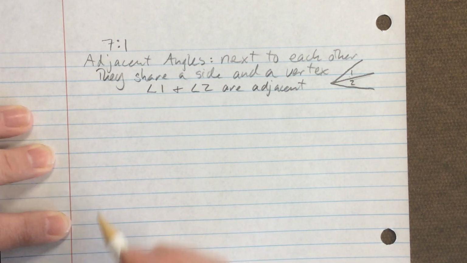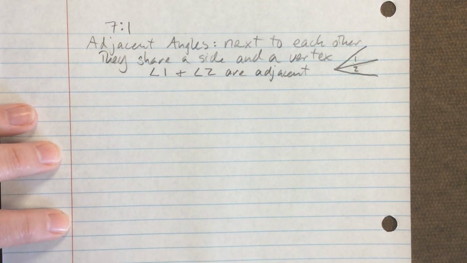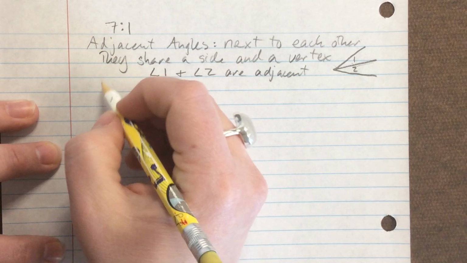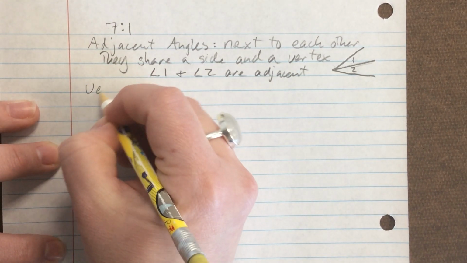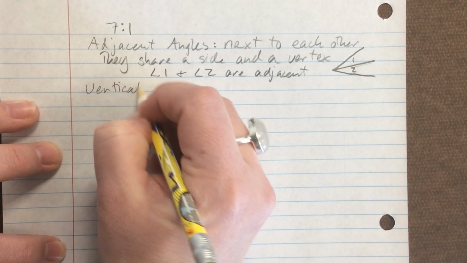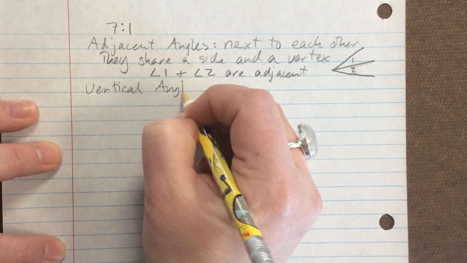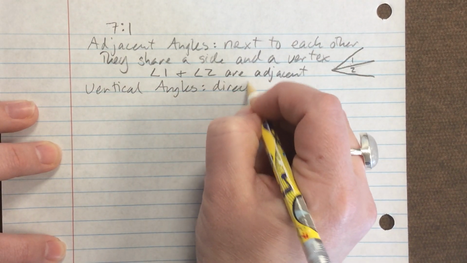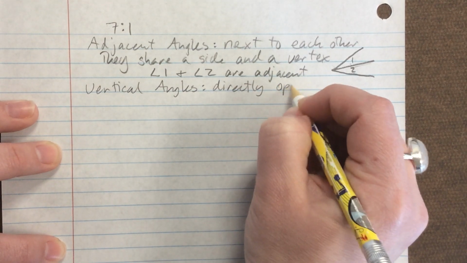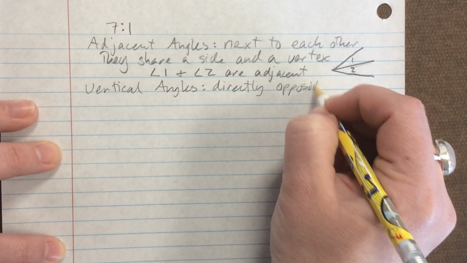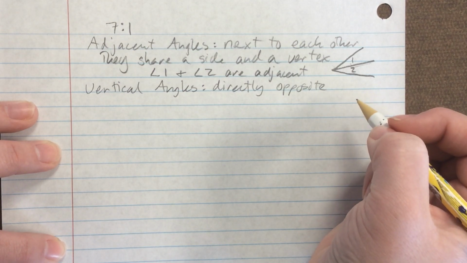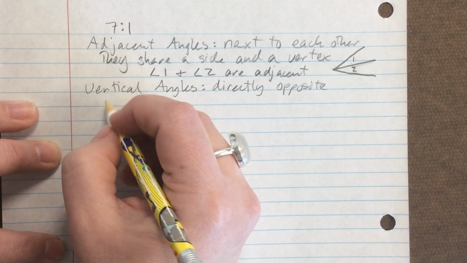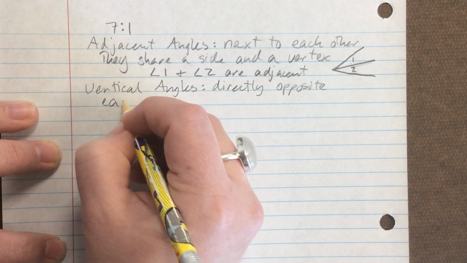Okay? Now, the other special kind of angle, and we're actually going to be using these a ton, are called vertical angles. Vertical angles are directly opposite each other, still sharing a vertex, directly opposite each other.